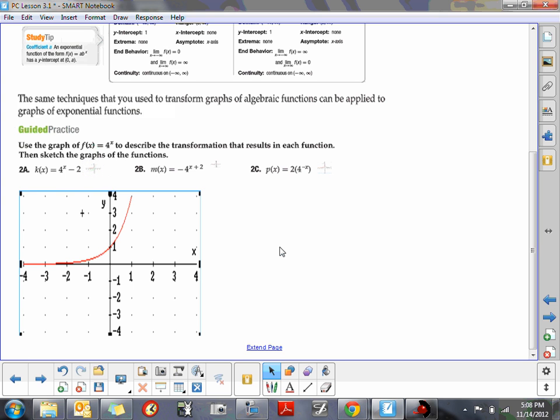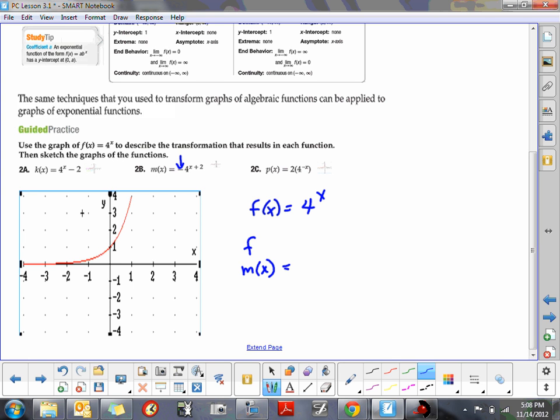Okay, in the next graph, we have some different transformations that we have to take care of. One of the transformations that you see there is you put a negative in front of your function. Remember, if we put a negative in front, it's going to flip it about the x-axis. So our function is f of x equals 4 to the x, and m of x, as they're naming it, is -4 to the x.